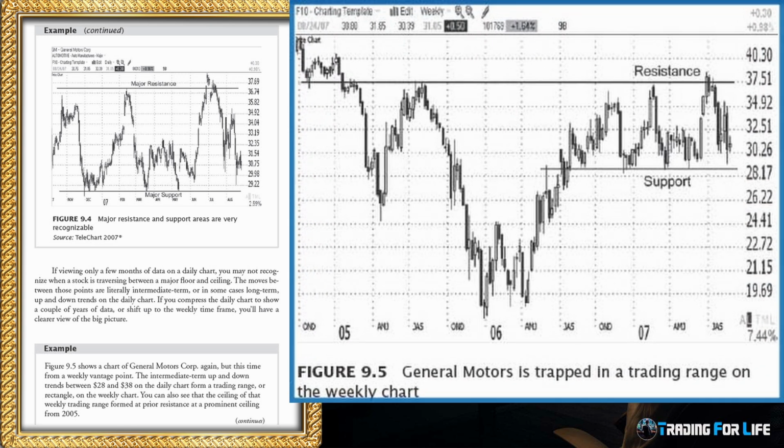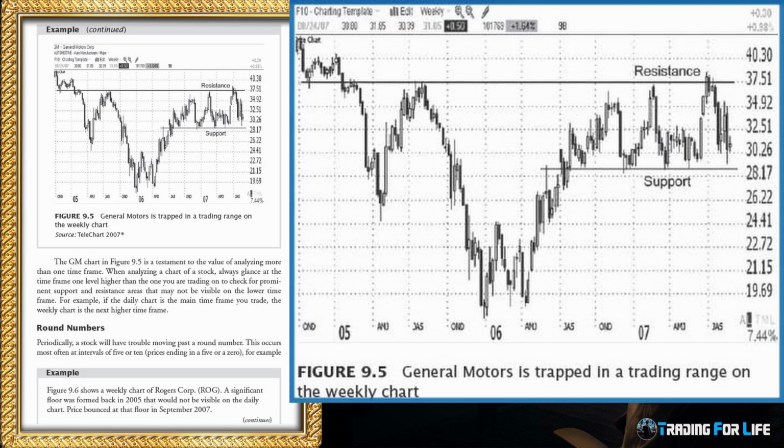Example: Figure 9.5 shows a chart of General Motors Corp. again, but this time from a weekly vantage point. The intermediate term up and down trends between $28 and $38 on the daily chart form a trading range, or rectangle, on the weekly chart. You can also see that the ceiling of that weekly trading range formed at prior resistance at a prominent ceiling from 2005. The GM chart in Figure 9.5 is a testament to the value of analyzing more than one time frame.